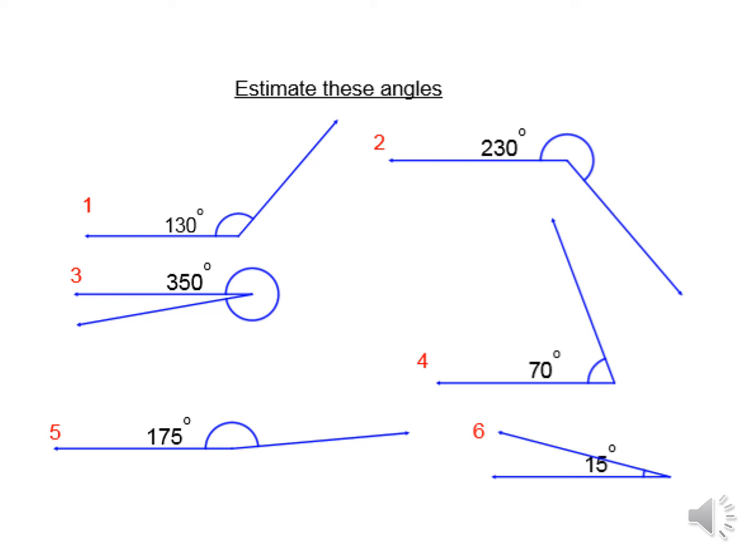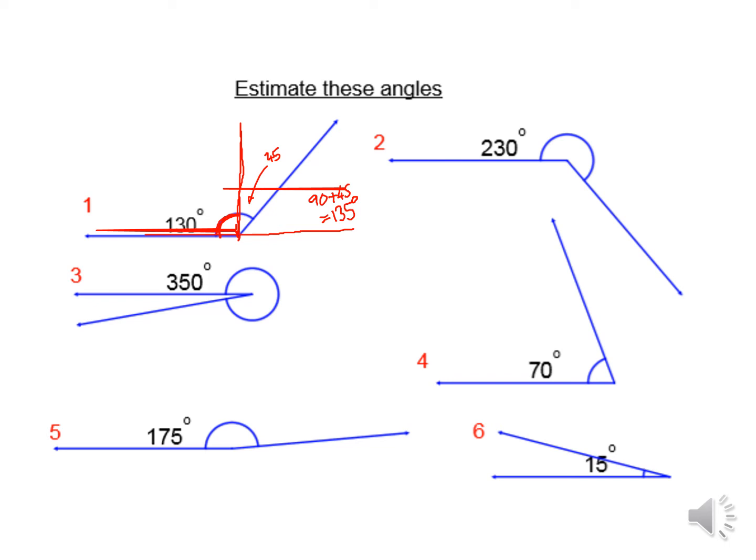Okay, so number one, I know what a 90 degree angle looks like. So I've got 90 here. And then I've got a bit more than that, and I'd say it's about half of another 90. So we've got 90 plus about half of 90. Half of 90 is 45. So I would work out 90 plus 45 equals 135. So my estimate for that one would have been 135. So it would have been a little bit off, but quite close for just an estimate.